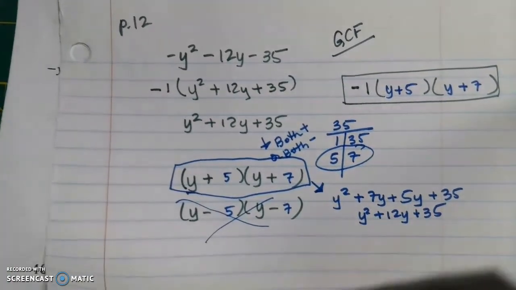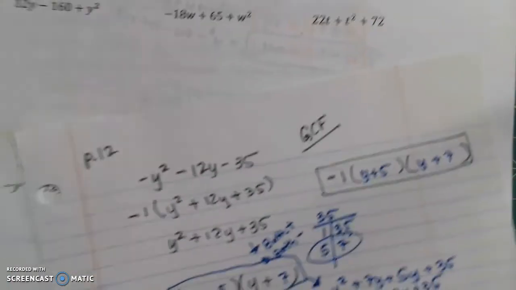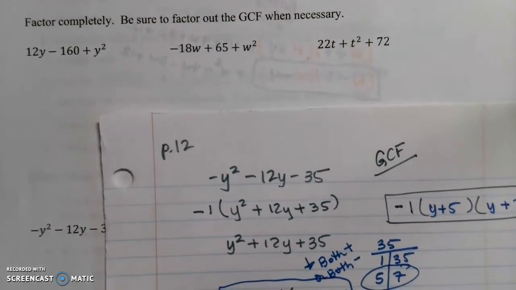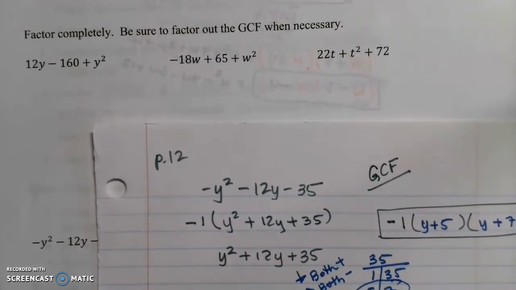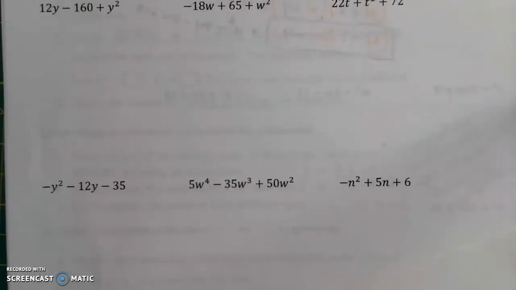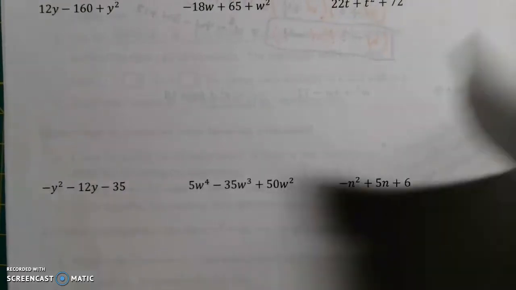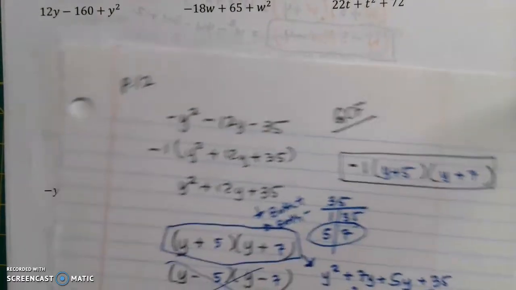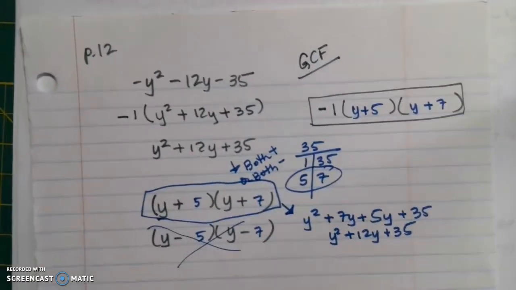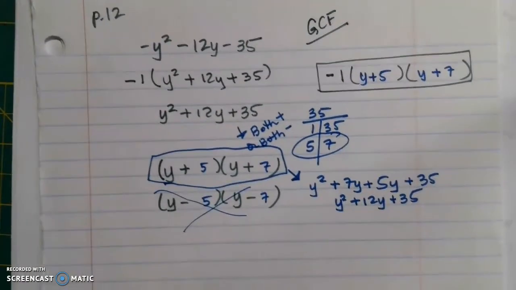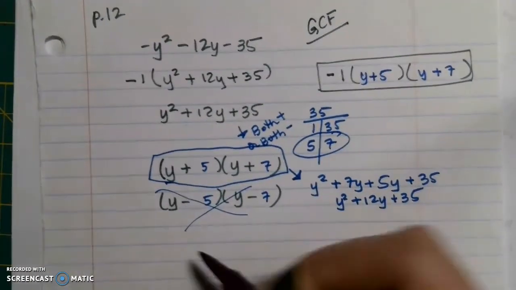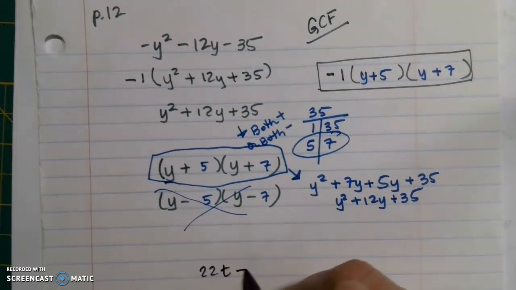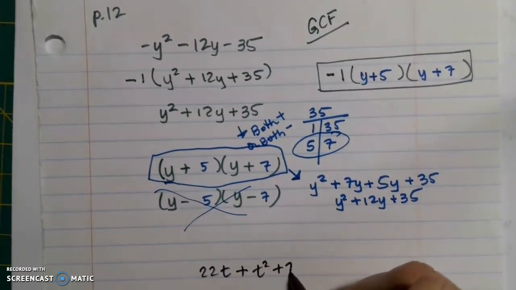Now let's look at a GCF that is a little different. So let's look at actually the third one on the top row. So that is going to be 22t plus t squared plus 72.